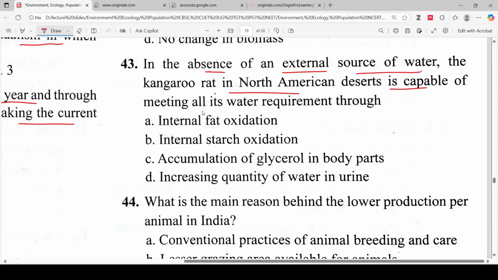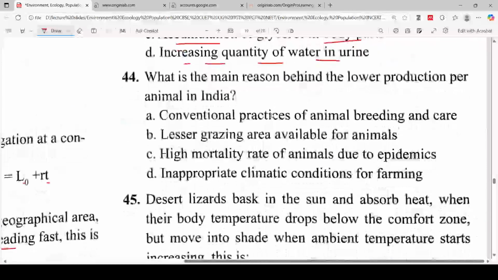Next question. In the absence of external sources of water, the kangaroo rat in the North American desert is capable of meeting all its water requirement through internal fat oxidation, internal starch oxidation, accumulation of glycerol in the body, or increasing the quantity of water in urine. So the correct answer is option A, internal fat oxidation.